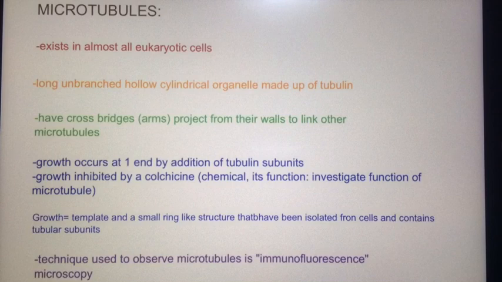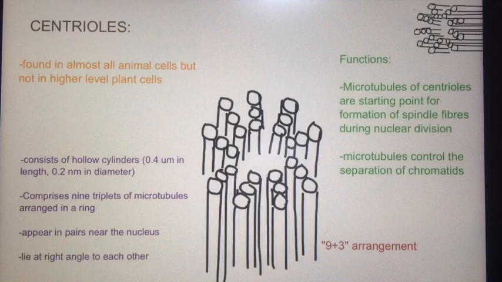And this growth is inhibited by colchicine, which is a type of chemical used to investigate the function of microtubules. Now, for the growth process to occur, it requires a template to start, and also a small ring-like structure that has been isolated from the cells, which contains tubulin subunits to serve this function. The technique that is used to observe microtubules is called immunofluorescent microscopy.